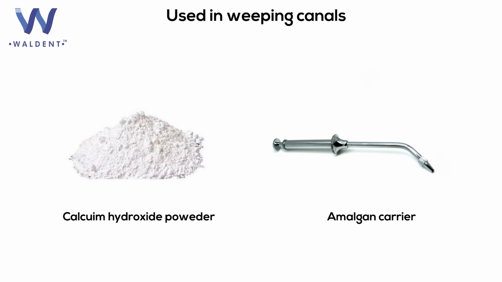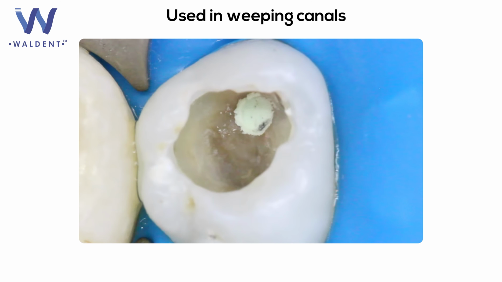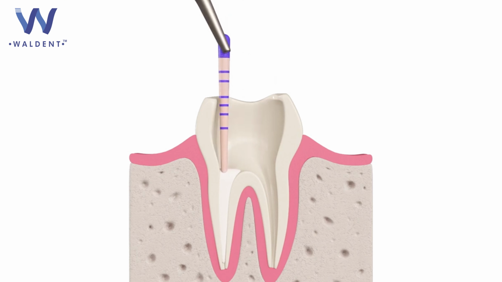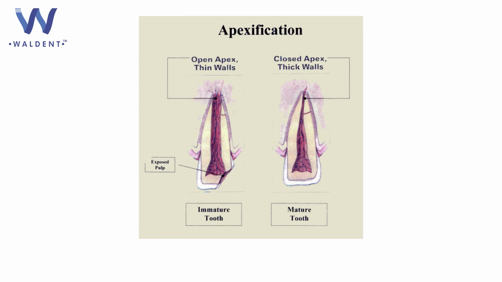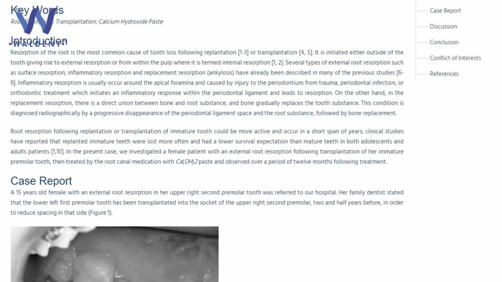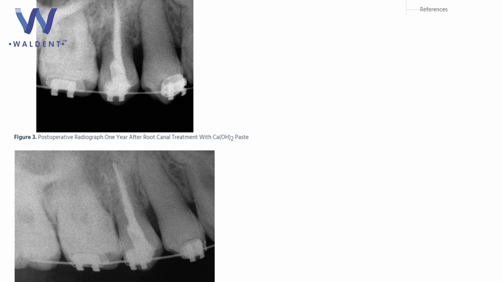Waldent calcium hydroxide dry powder is used in weeping canals. It is used as an inter-appointment intracanal medicament. It is used as an endodontic sealer. It is also used in apexification and apexogenesis process and is used in cases with root resorption.